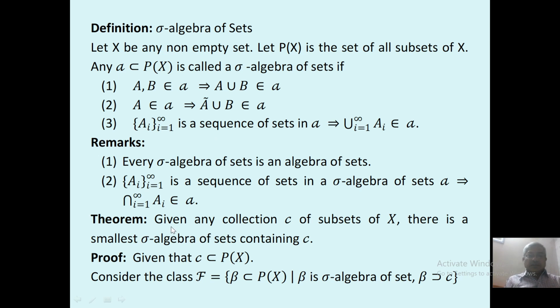Now some results we prove. First result, first theorem. Given any collection script C of subsets of a set X, X a non-empty set, there is a smallest sigma algebra of sets containing script C.